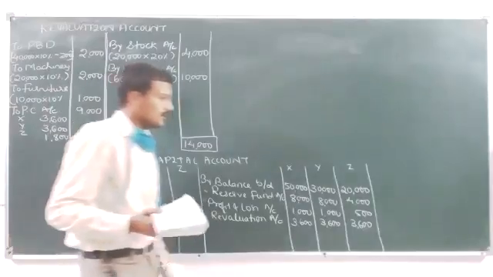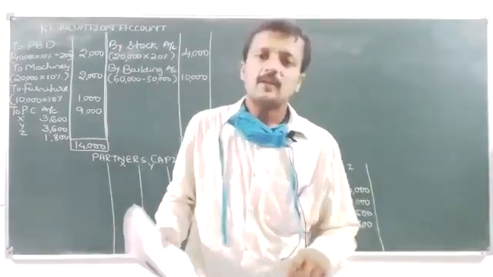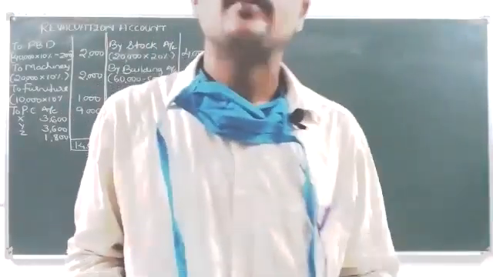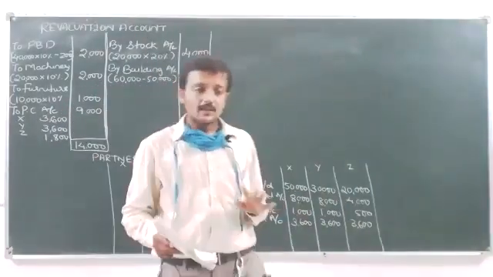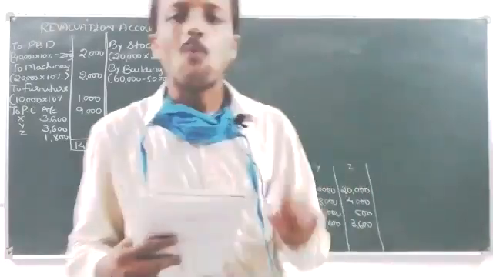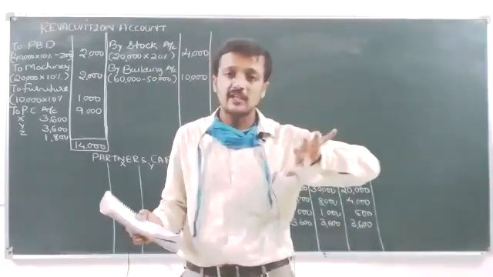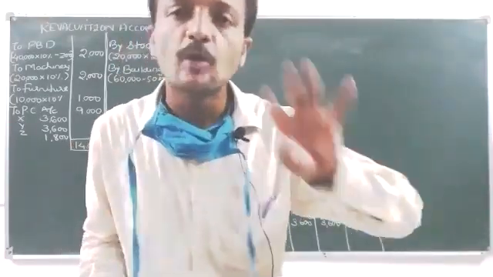And if you remember, in the previous problems, we did a working note on this side, wherein we calculated the goodwill and how it is to be distributed. Remember, in this problem, the total value of goodwill is not given. What they have given is, directly, the share of the retiring partner in the goodwill.